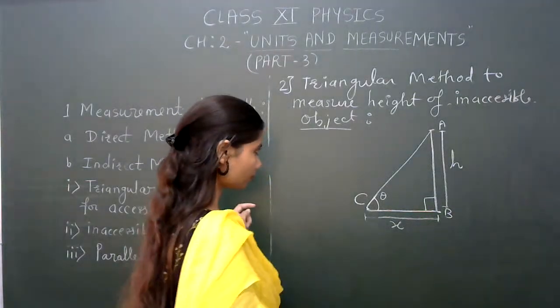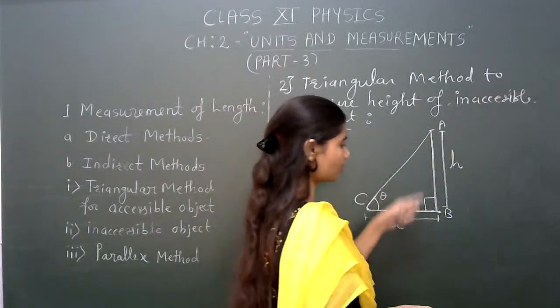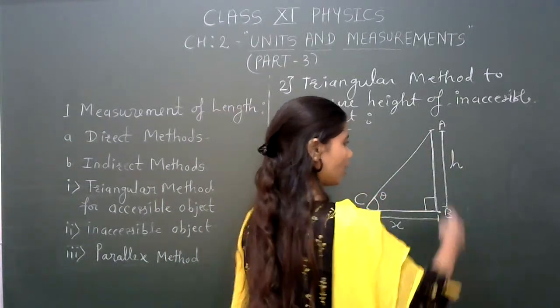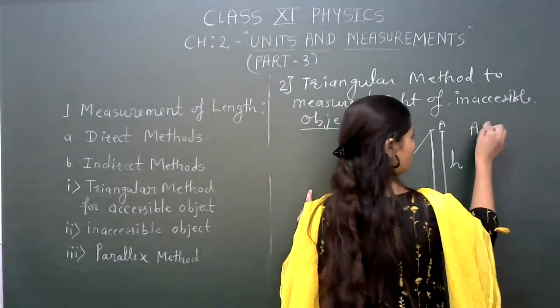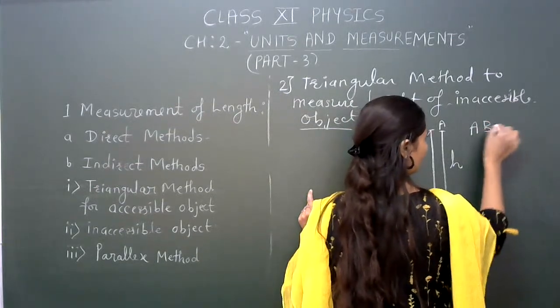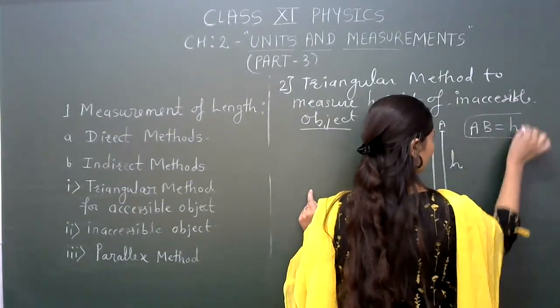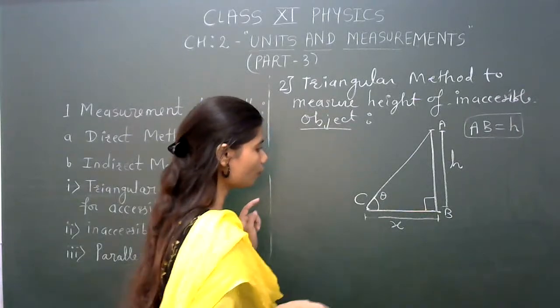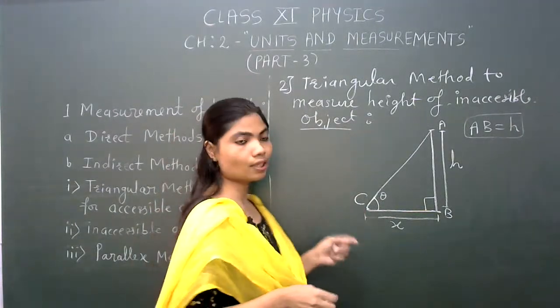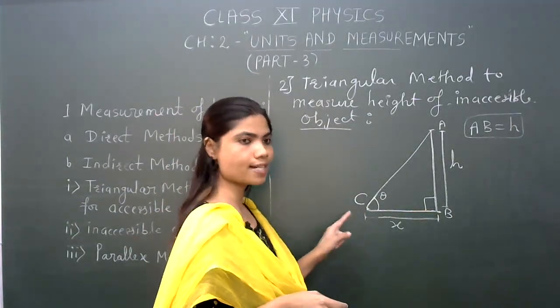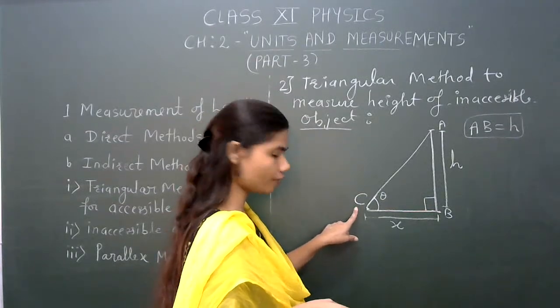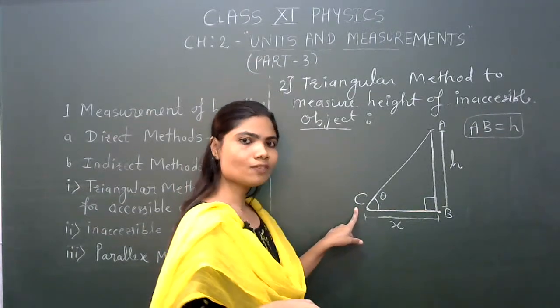So here, suppose you have taken an inaccessible object AB having height h. Likewise we have already done. So the height is h, which is known to us. Now this time what we have to do is consider the first observation point C, as already there, with the help of a sextant only.